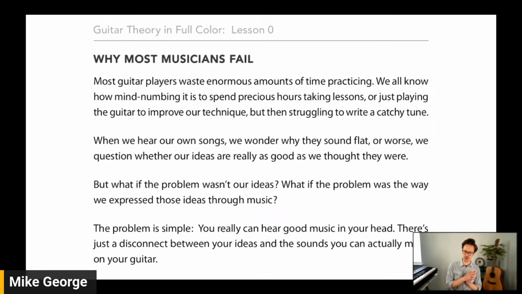So why do most musicians fail? Most guitar players waste enormous amounts of time practicing. We all know how mind-numbing it is to spend precious hours taking lessons or just playing the guitar to improve our technique, but then struggling to write a catchy tune. When we hear our own songs, we wonder why they sound flat, or worse, we question whether our ideas are really as good as we thought they were.